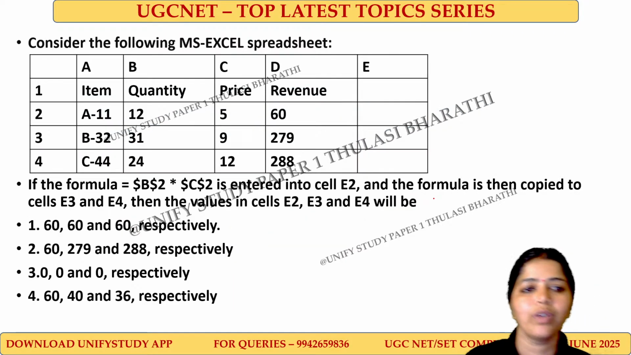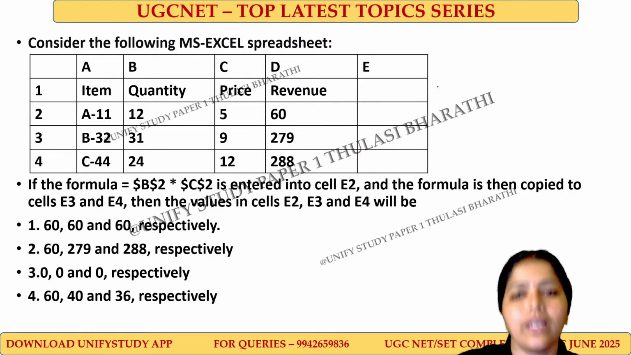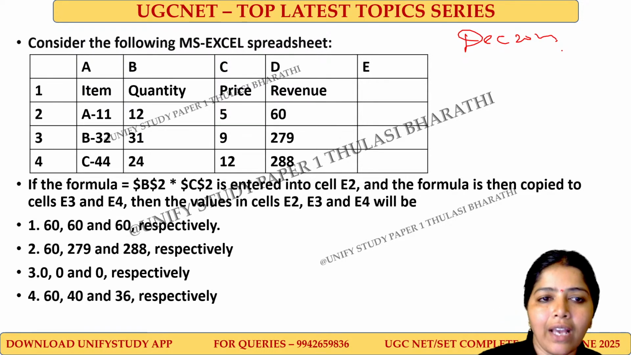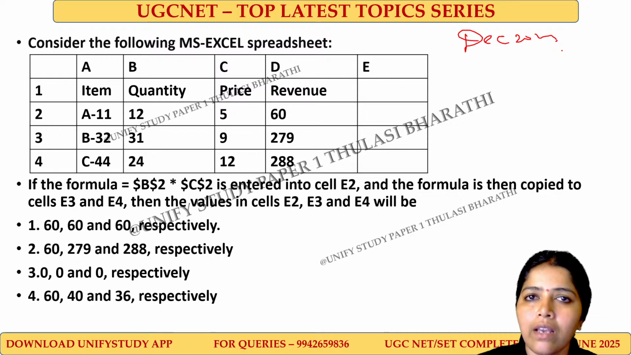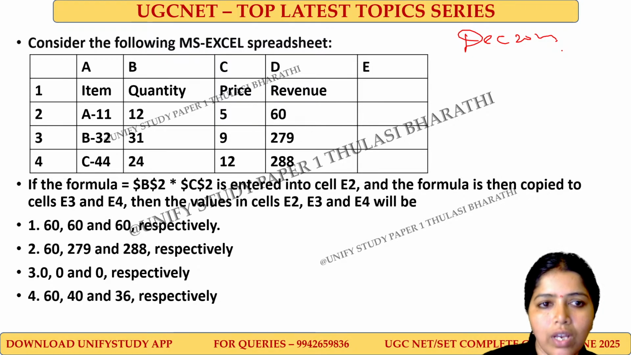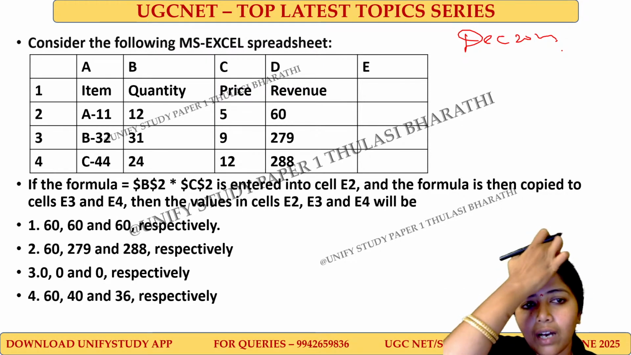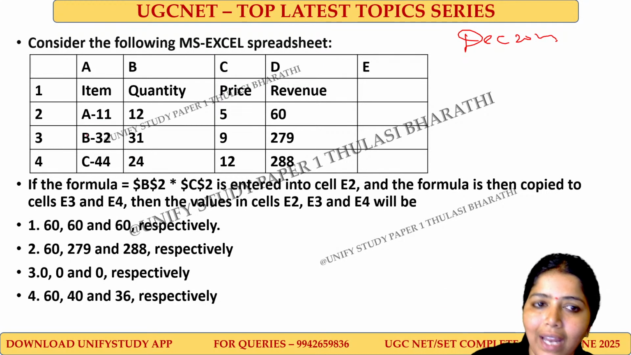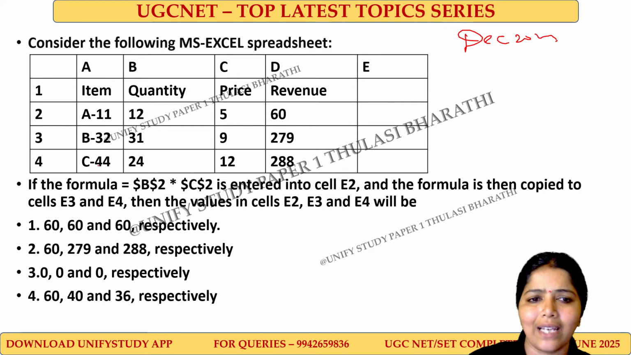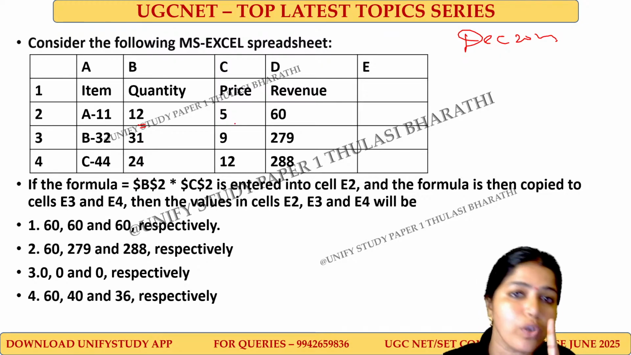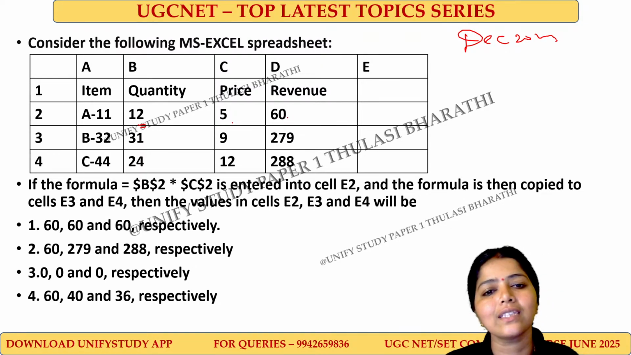Next question. This is the question asked in the December 2024 ICT paper. Here we are given columns A, B, C, D, E and rows 1, 2, 3, 4, and item, quantity, price, revenue are the column names. Here they have given some items: A11, B32 and C44 are items. This is the number of quantities purchased and the price of each unit, and here this is revenue. You understand? So what is the question now?